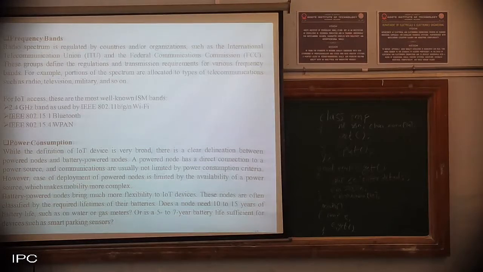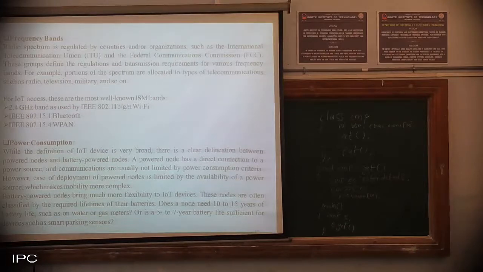Normally, who is going to specify these frequency bands? The particular telecommunication agency of that nation, different nations. Even our India has one regulatory committee, and that has decided our frequency band.